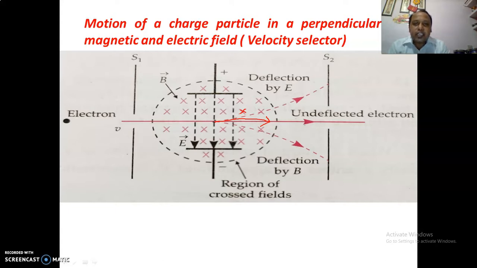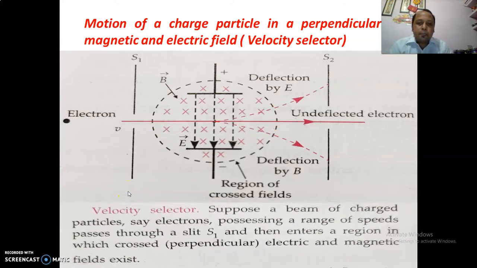Since the electron is negative, the direction of the force on the electron will be in the downward direction, that is opposite to the direction in which the electrons are acted upon by the force due to the electric field, which was in the upward direction. So now the electron will try to deviate in this path because of the magnetic field. Because of the electric field, it was deviated in the upward direction, and because of the magnetic field, it was deviated in the downward direction. So I hope it is clear to you.